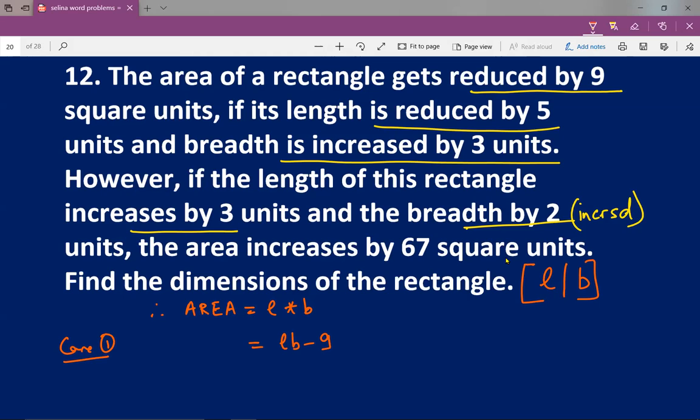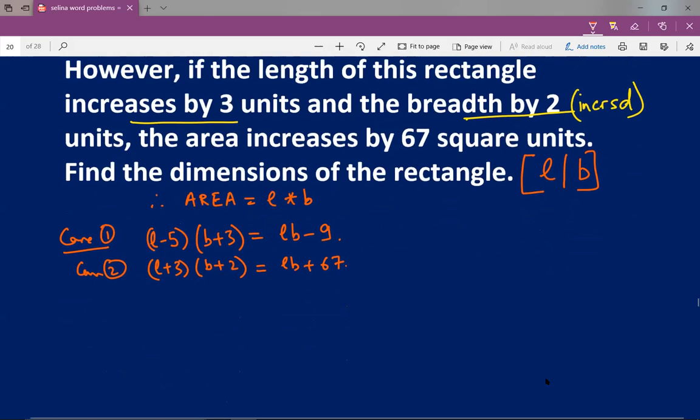If its length is reduced by 5 units, therefore length would be L minus 5. And breadth is increased by 3 units, therefore breadth would be B plus 3. In case 2, the length of this rectangle increases by 3 units, so this is L plus 3. Breadth by 2, so this will be B plus 2. Area increases by 67, LB plus 67. Find the dimensions of the rectangle. So we need to solve this.